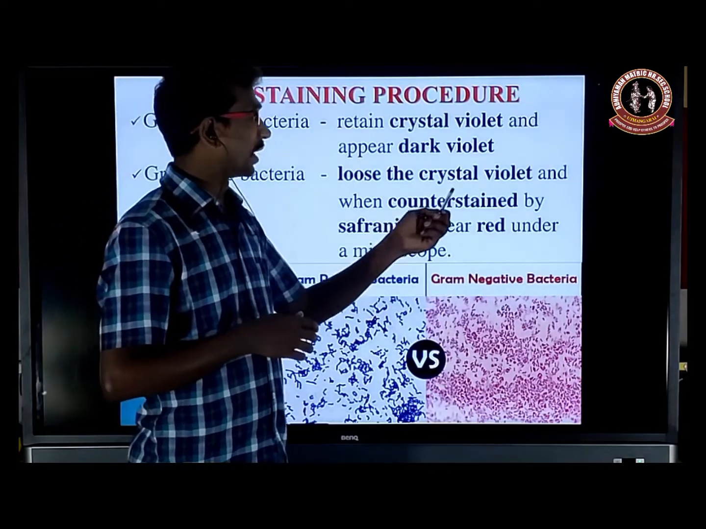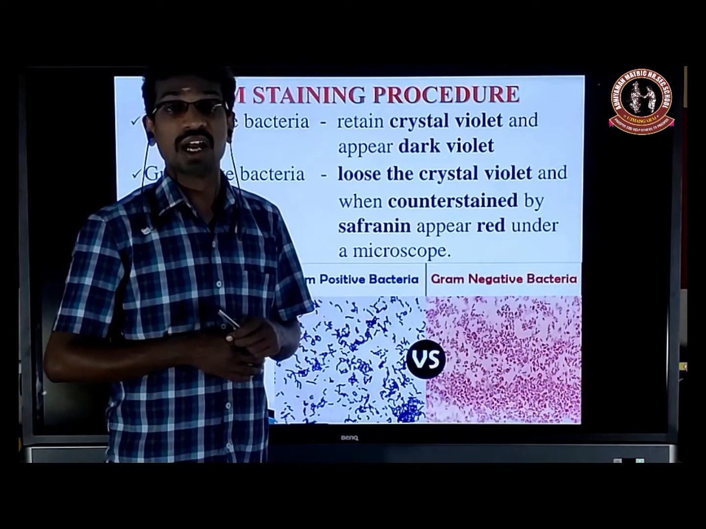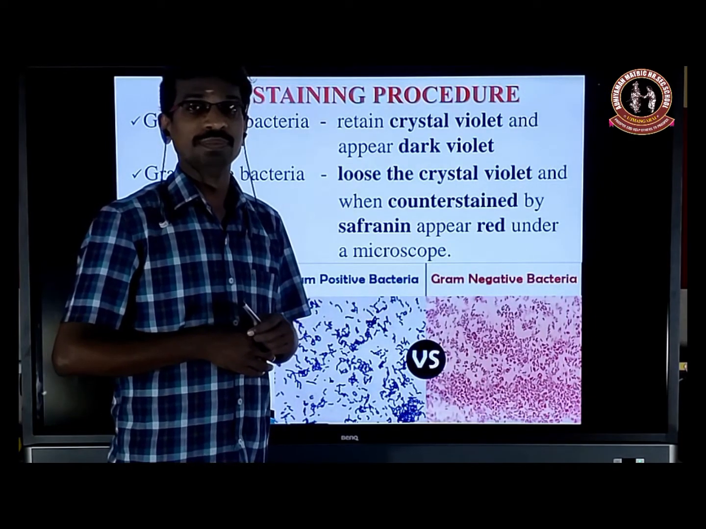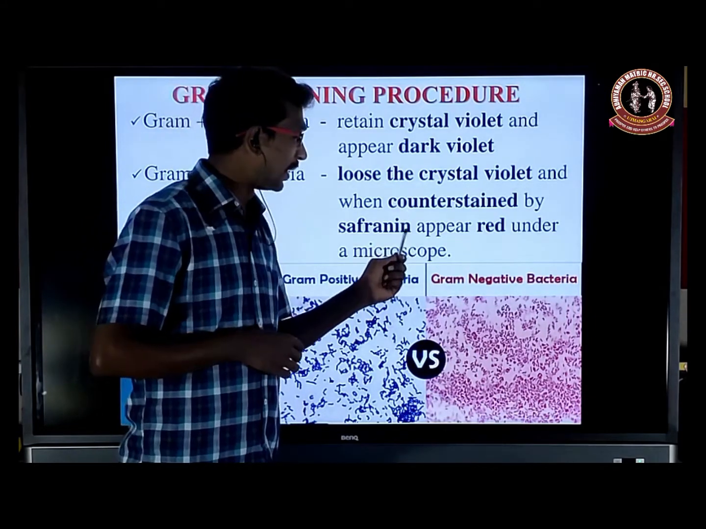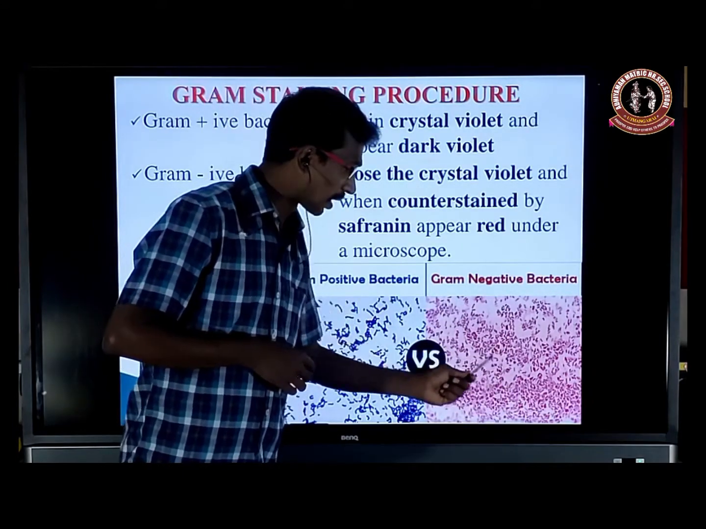And finally we can use the safranin, a counterstain or secondary stain. It will finally retain only the red color. When you see it in the microscope, it looks like a red color.